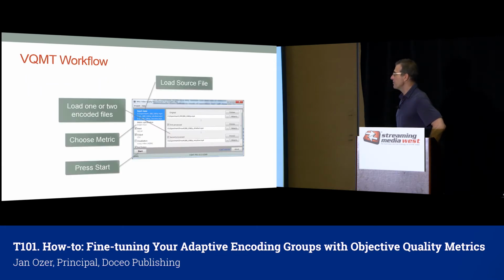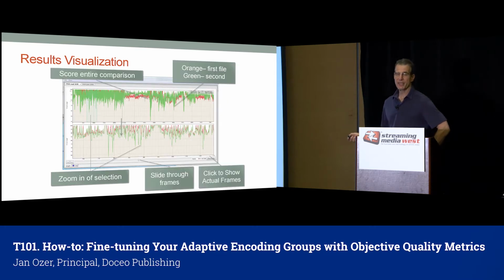So here's the VQMT workflow. VQMT is video quality measurement tool. And it's pretty simple. You load a source file here. You load either 1 or 2 compressed files. You choose your metric. You press start, and it computes the metric for you. And you get this results visualization screen. Now, what do you like about this screen? Well, it tells you a couple things.